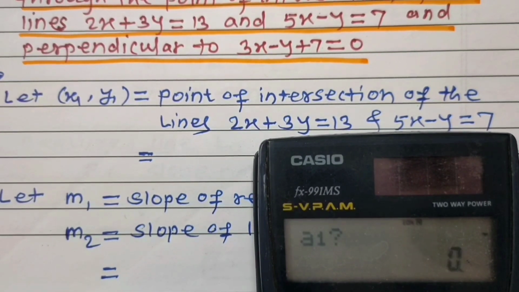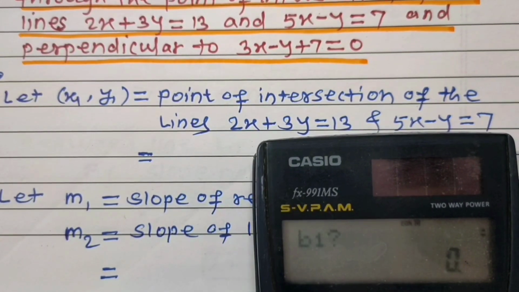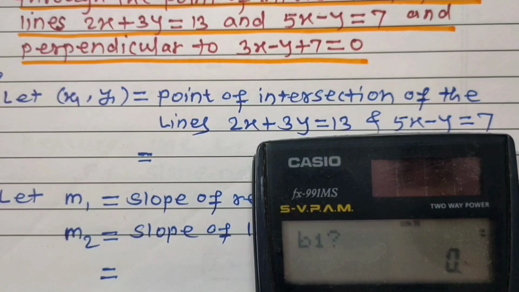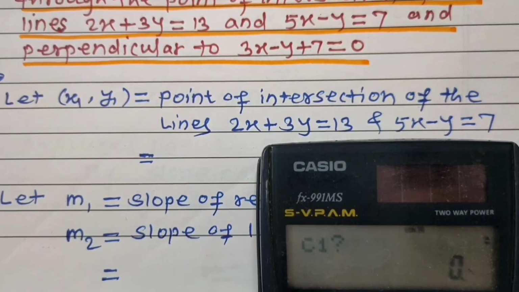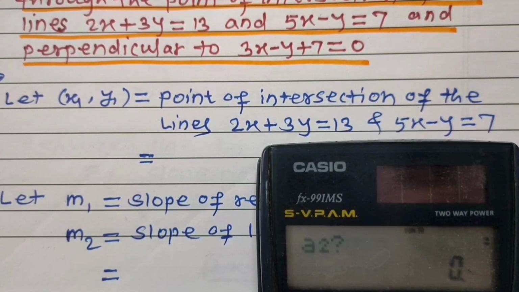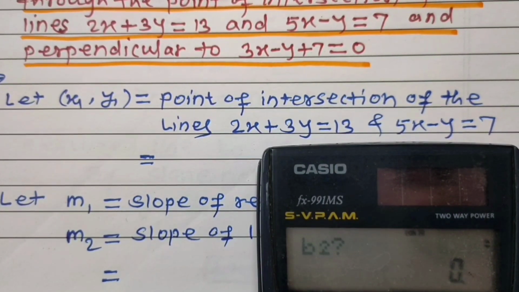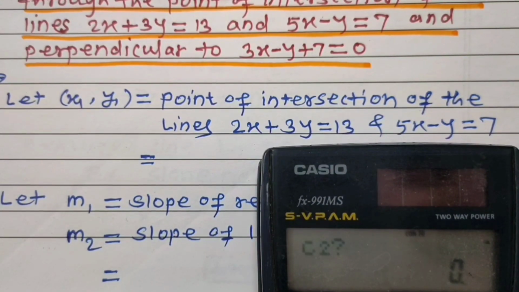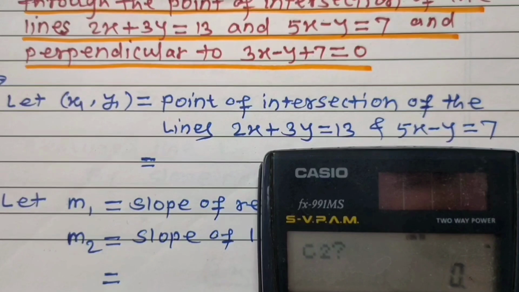Now a1 means the coefficient of x in the first equation, that is 2, then equal to the coefficient of y in equation 1, which is 3, which is b1, equal to c1, the constant term in equation 1, which is 13, equal to a2, the coefficient of x in equation 2, which is 5, equal to b2, the coefficient of y in equation 2, which is minus 1, equal to c2, the constant term in line 2, which is 7.